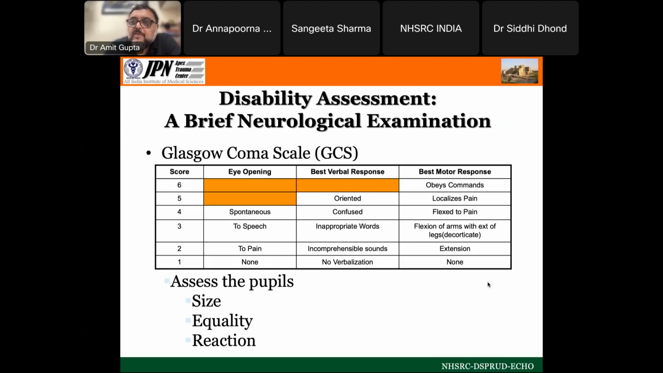Now, on the basis of Glasgow Coma Score, head injury is divided into mild, that means GCS of 14 and 15, moderate, GCS between 9 and 13, and severe. Severe means less than 9, that means 8 and below.